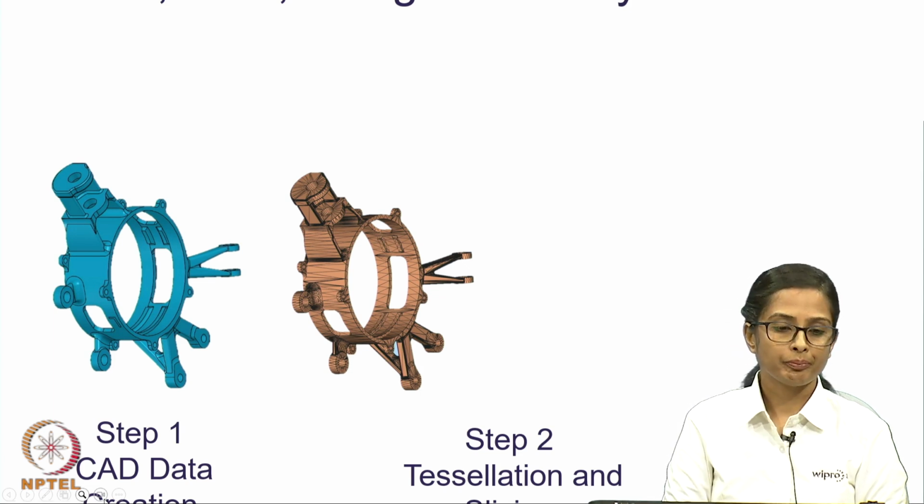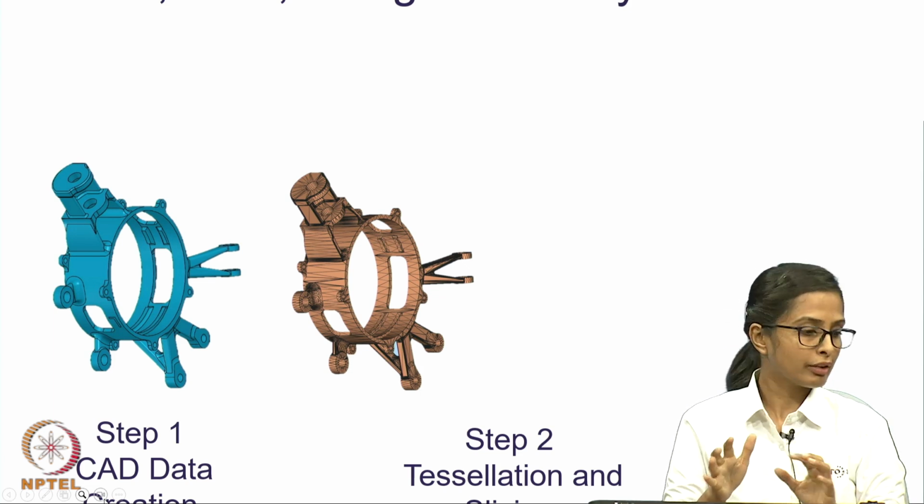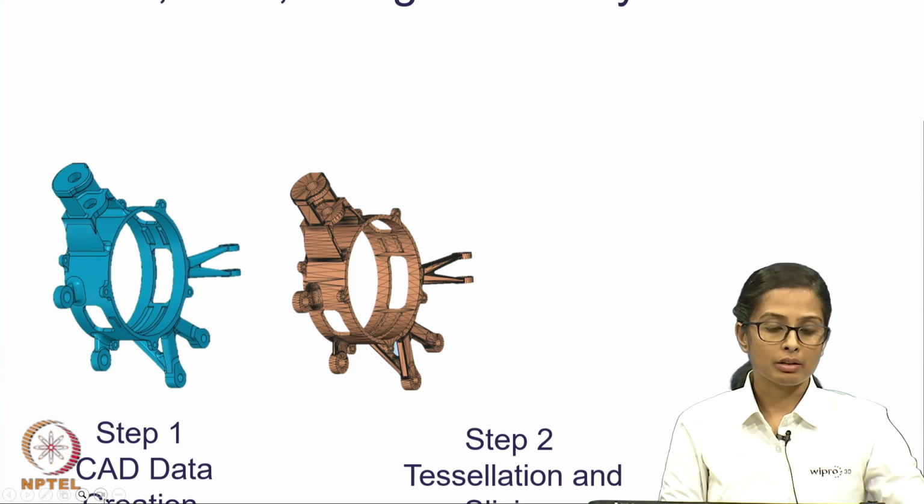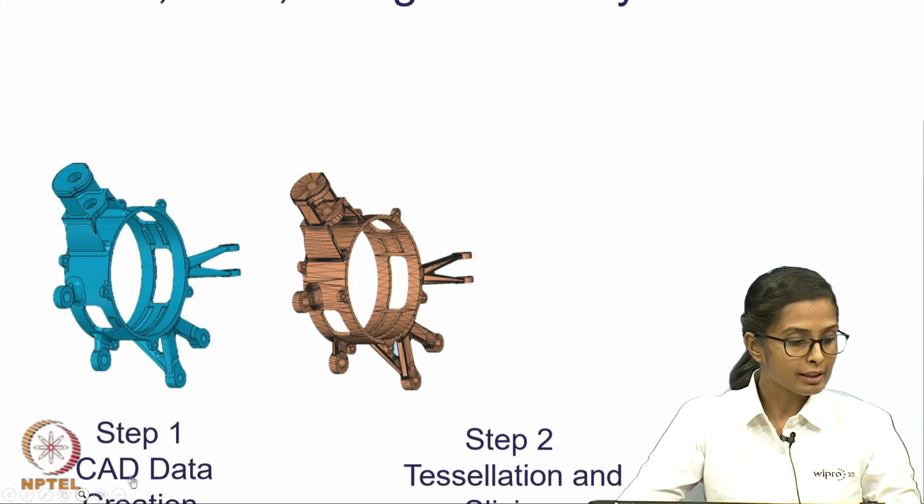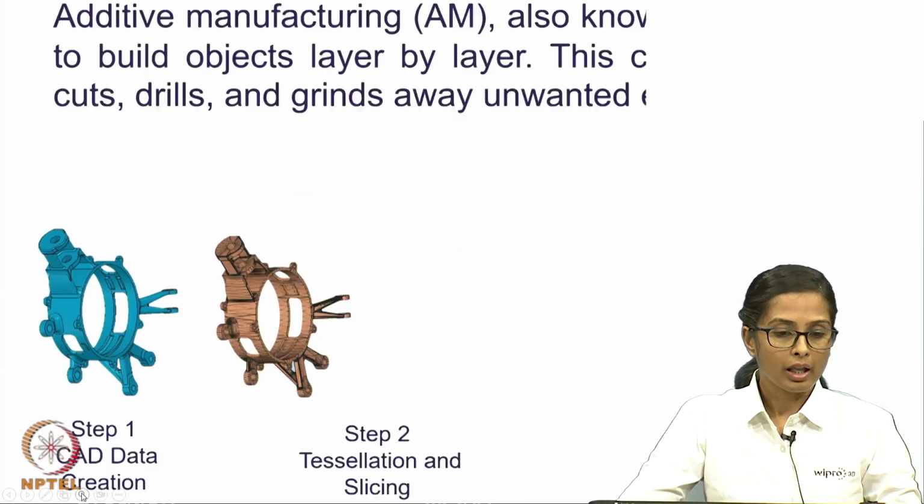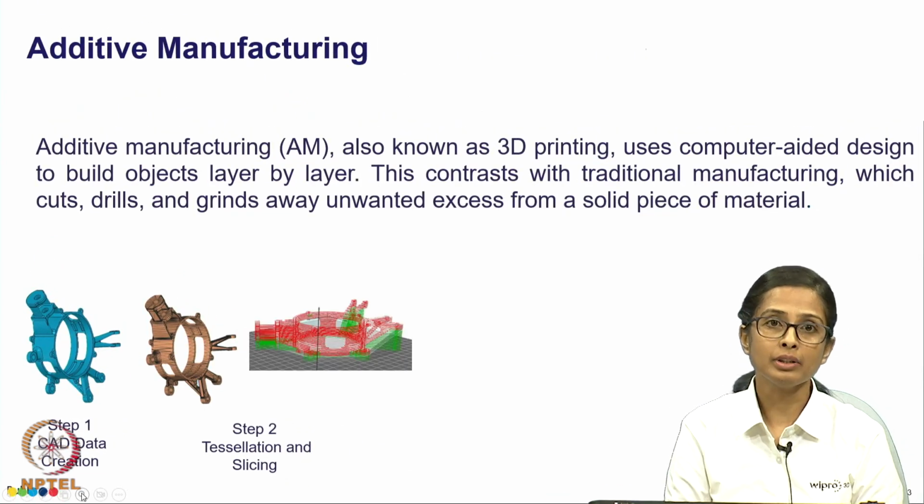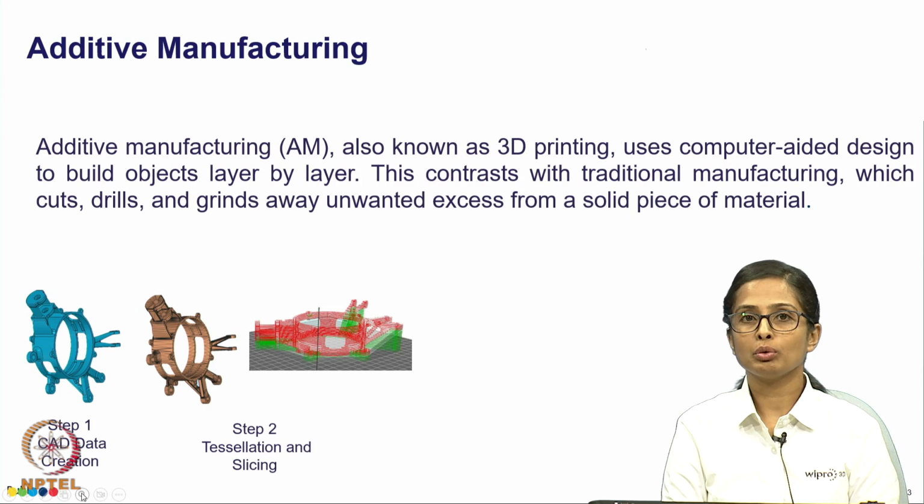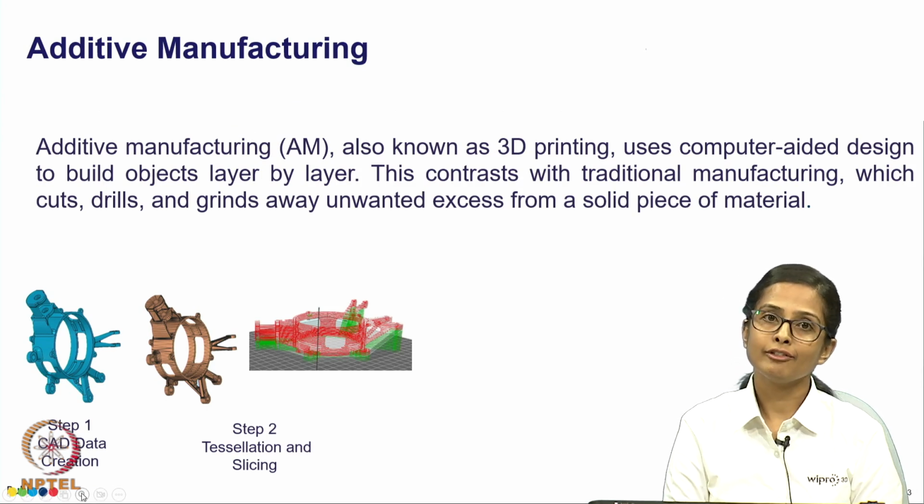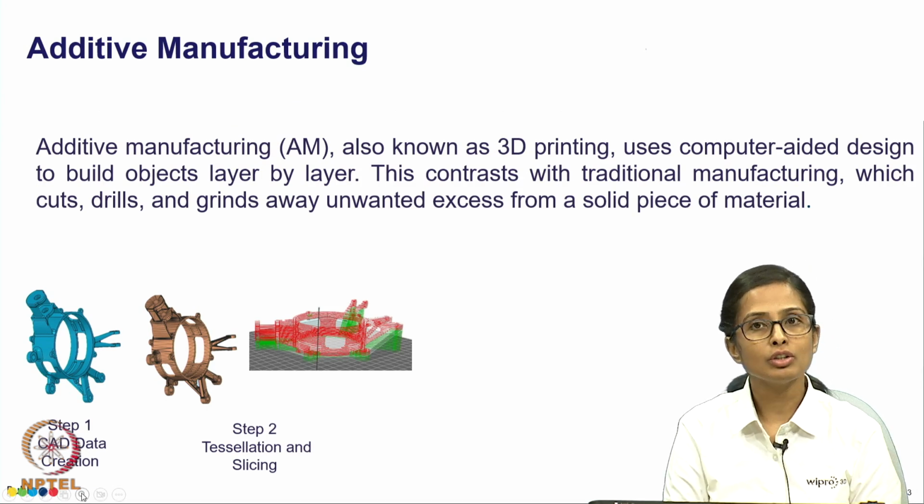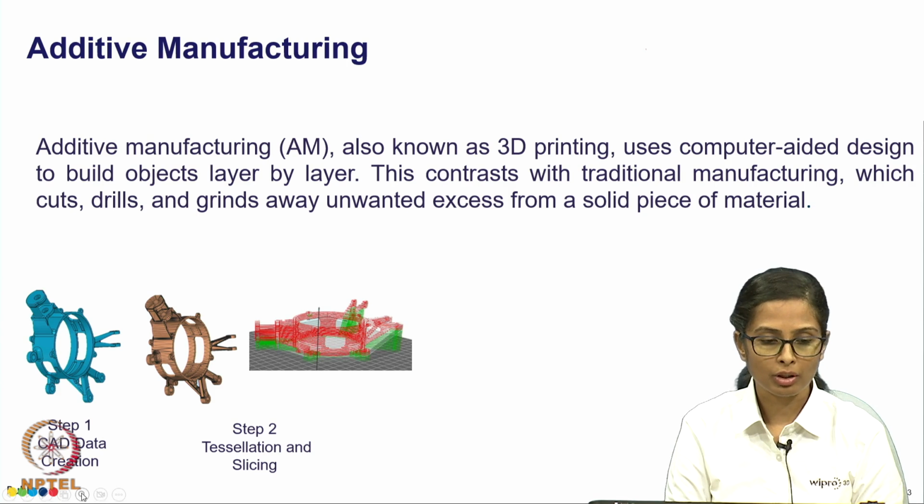So, you convert the native CAD model into an STL file like you see here. Now, another step that has to happen is you have to then decide in which orientation you want to print this particular part.